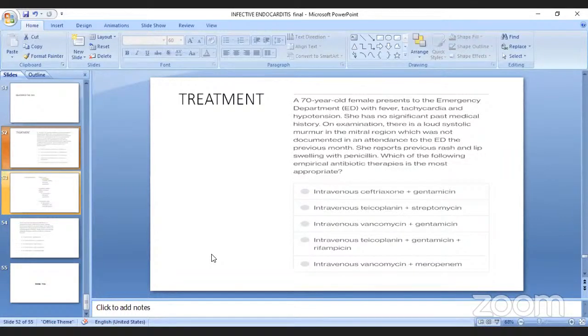Okay, a 70-year-old female presents to the emergency department with fever, tachycardia, and hypotension. She has no significant past medical history. On examination, there is a loud systolic murmur in the mitral region, which was not documented in an attendance to the ED the previous month. That means it is a new murmur. She reports previous rash and lip swelling with penicillin. Which of the following empirical antibiotic therapies is most appropriate? Ceftriaxone with gentamicin, intravenous teicoplanin with streptomycin, vancomycin with gentamicin, teicoplanin, gentamicin, rifampicin, vancomycin, meropenem.